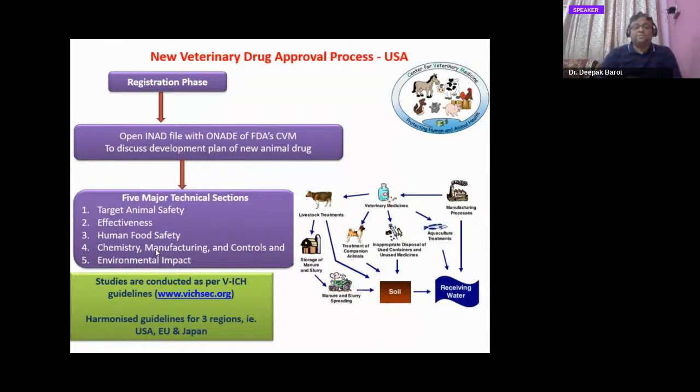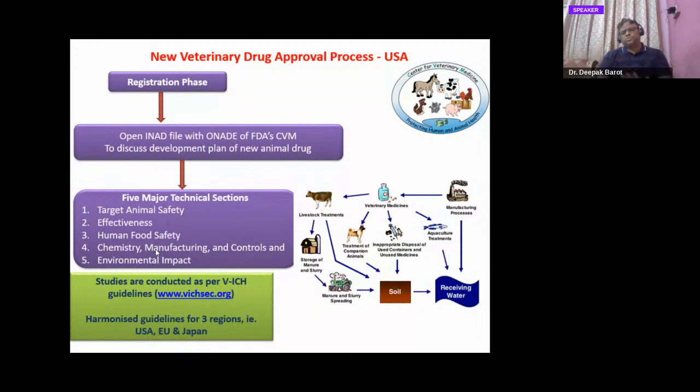No, the CMC part of it, that is chemistry, manufacturing and control, should also be well documented and as per the guidelines. And finally, because these animals defecate and their urine is open, there is a chance that your drug can get exposed to the environment also, correct? Because through urine or feces, the drugs may come out. And that's where we also have to study the environmental impact of those drugs as well.